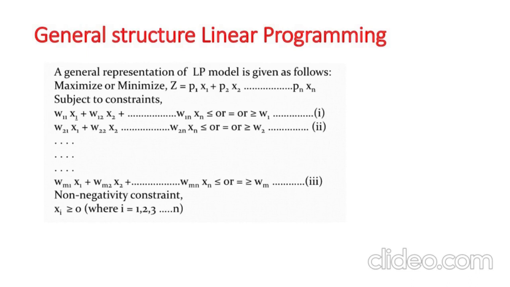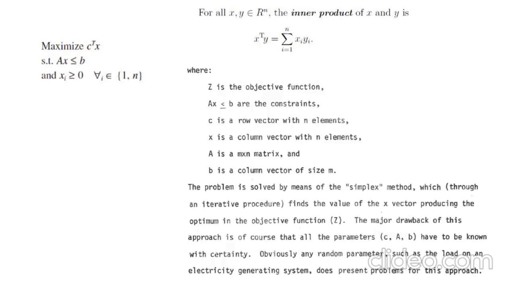So this is the general structure. Our aim is to maximize the profit and minimize the losses. The objective function is Z equals p1 x1 plus p2 x2 and so on up to pn xn, where the weights are assigned. Then the conditions are given, and the non-negativity constraint: xi must be greater than or equal to 0, where i is equal to 1, 2, 3 and so on. These are the corresponding equations for the general structure.